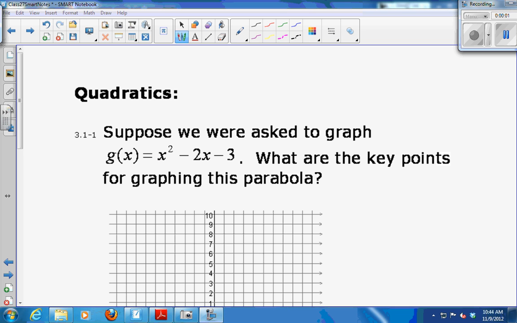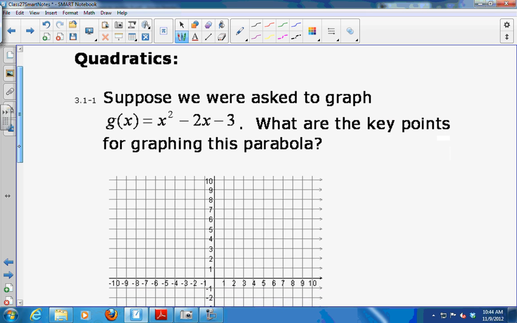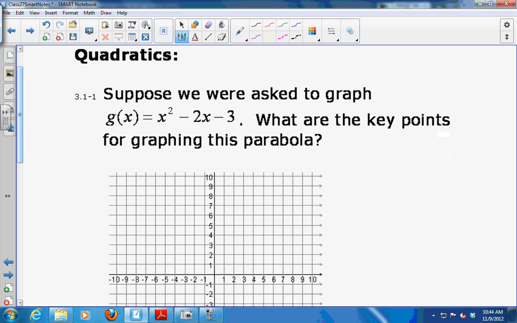All right, so we're moving on to section 3.1 today, which is quadratics. A lot of this might be review from a 106 class or some other intermediate algebra class that you took. So suppose you were asked to graph this function, g of x equals x squared minus 2x minus 3. It's a parabola.